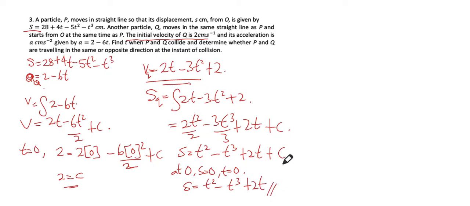So at the point of collision, let's look at it. At the point P and Q collide, determine whether P and Q are traveling in the same or opposite direction.